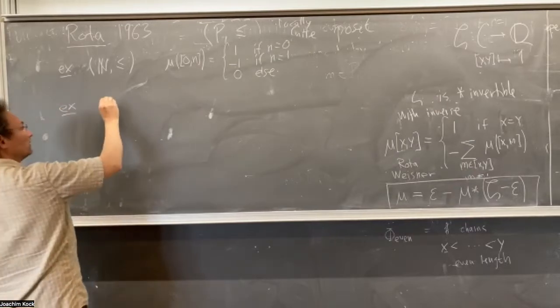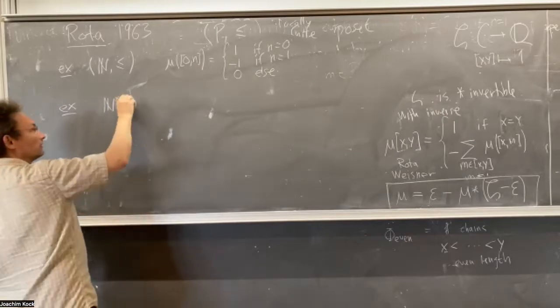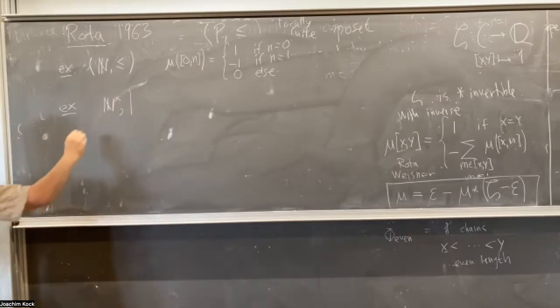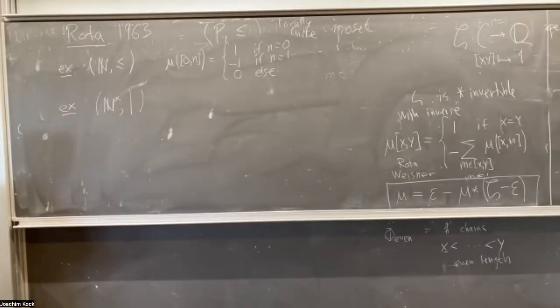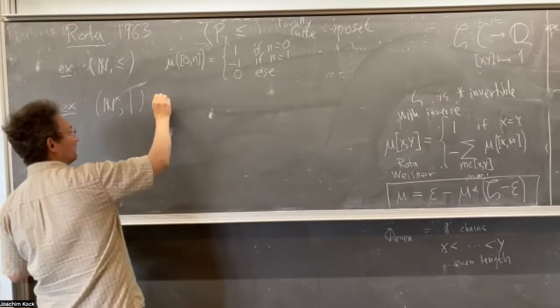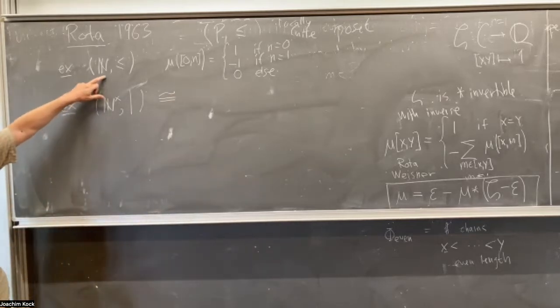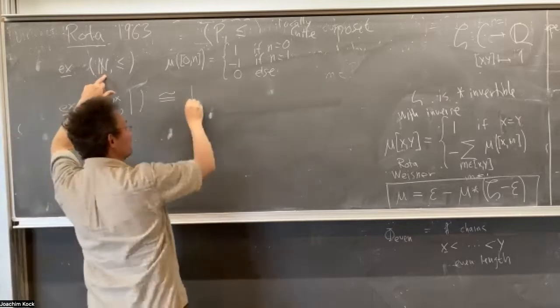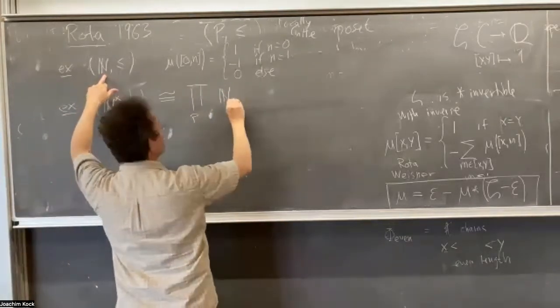The next example is the one we started with. You take the positive natural numbers, and then you take the divisibility relation. So that means that, for example, d divides n. That's the one that gives the classical Möbius function. So how do we see that? We see that by observing that this poset is actually just an infinite product of these. So I write here an infinite product over all primes, and then I write this one.